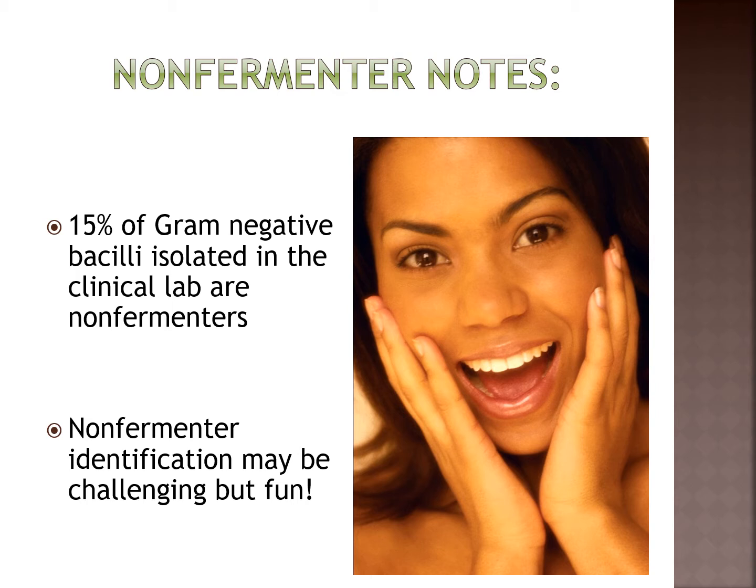There is a nice flow chart in your textbook for non-fermenters, and you will notice that the flow includes things like results on TSI, whether or not the organism grows on MAC, what their oxidase result is, and what their glucose reaction is. Also, it's a good idea to know their pigments.